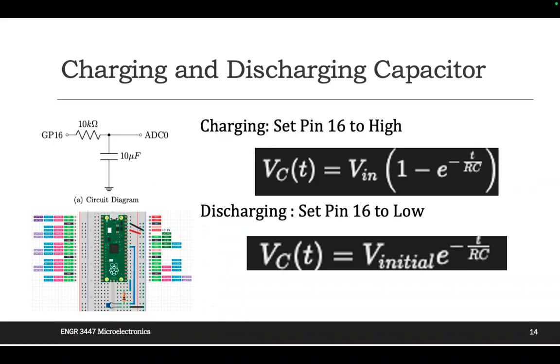Time. Which means as time goes on, the voltage goes from 0 to the maximum. And this is the discharging, which means after we set pin 16 to low, and this V initial is just the fully charged state. This is the equation for the discharging, and the capacitor voltage VC will decrease from the initial value to 0. That makes sense here? This is the equation you will use. Any questions so far?